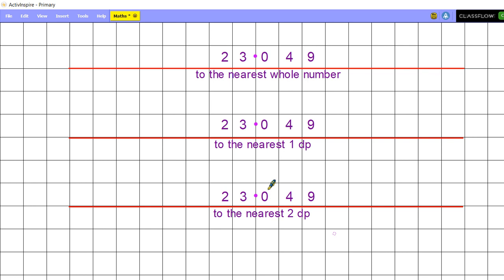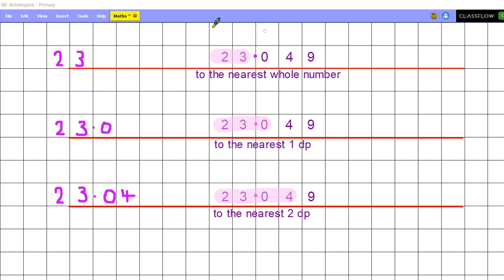What I'd like you to do is pause the video, draw these in your book, write underneath what you're rounding it to and put the number above it. And then highlight which numbers will remain the same. So the nearest whole number is the number in front of the decimal place, 23. The nearest 1 decimal place will be the number in front and 1 place after the decimal point. 2 decimal places with this one, and will be any 2 numbers after the decimal place. Okay, so can you then have a go at doing this in your books or on a piece of paper or a whiteboard or anything, and then we'll go through it together.